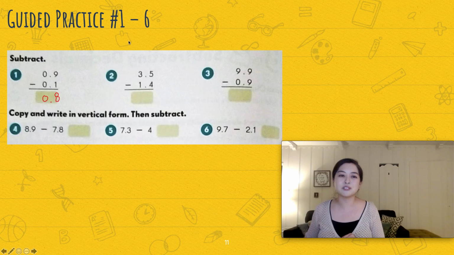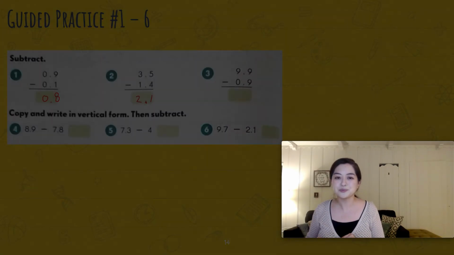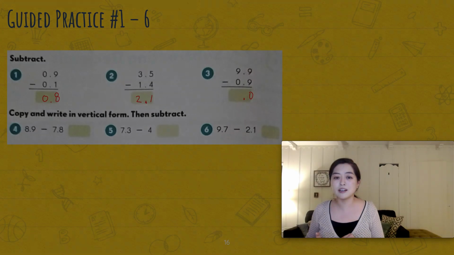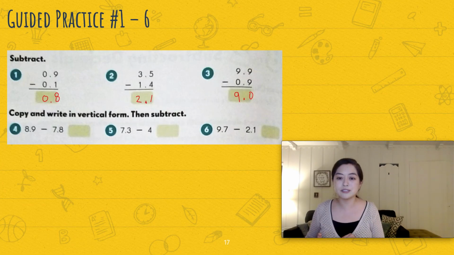Let's look at number 2. Okay, we always start from the lowest place value column, so 5/10 minus 4/10 is 1/10. Drop the decimal place, and then we have 3 ones minus 1 one is 2 ones. And number 3 becomes this 9.0.